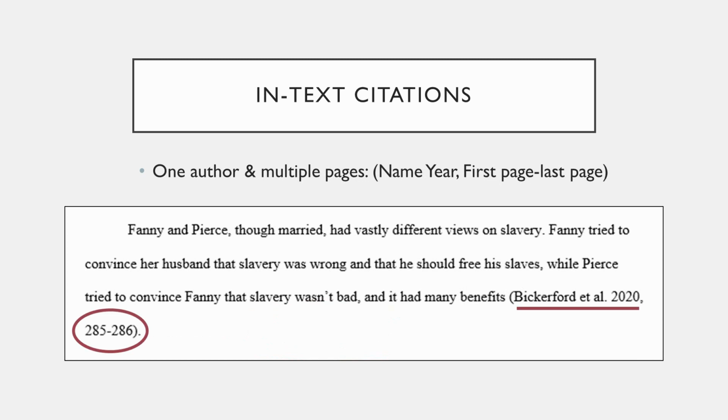If the information you're using is found on multiple pages, you will need to include all these pages in your in-text citation. In this type of citation, include the name, year, a comma, and the page number as usual. For the page number, however, indicate the page range by including the first and last page numbers of your source and separate them by a hyphen.